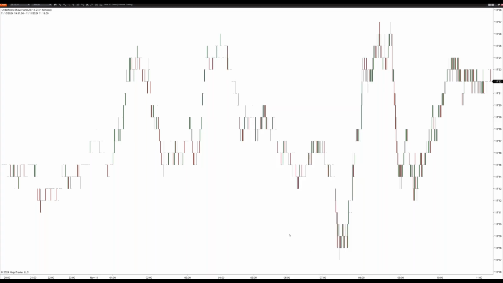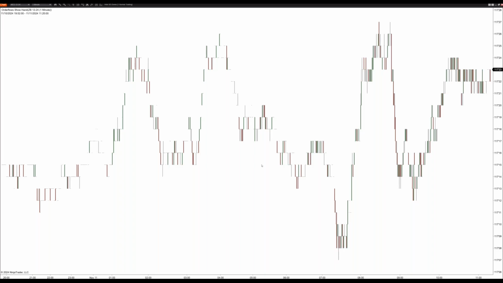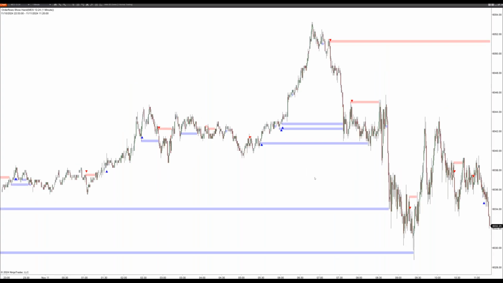Okay, and well, let's take a look at MES. How's that looking now? All right, this is MES this morning. Okay, I'm going to talk about these lines, what these lines represent, these zones. We'll get to that. Don't worry, guys.